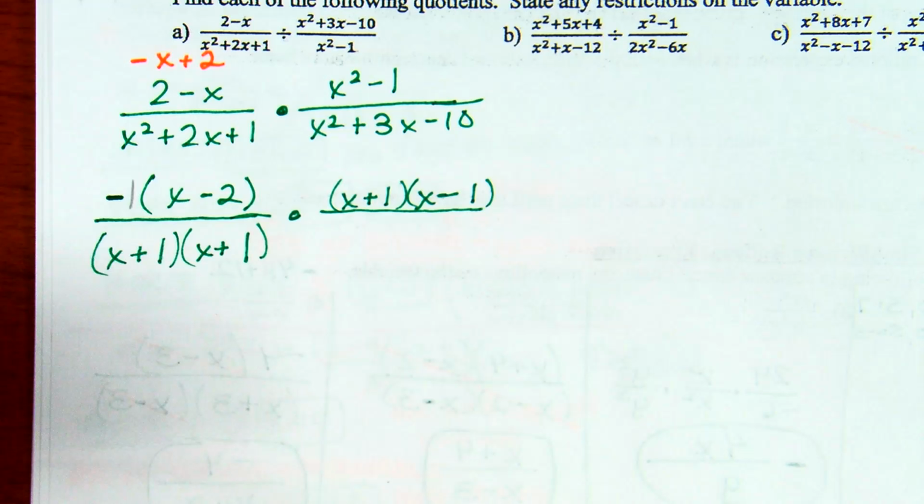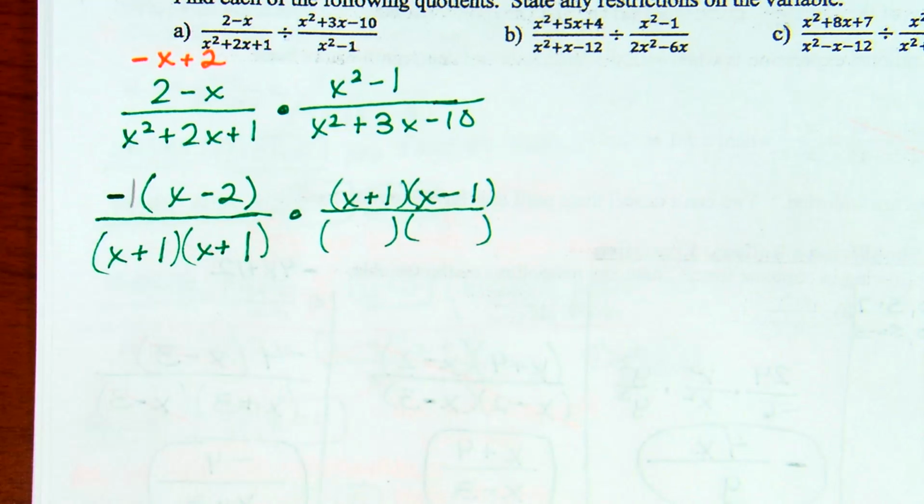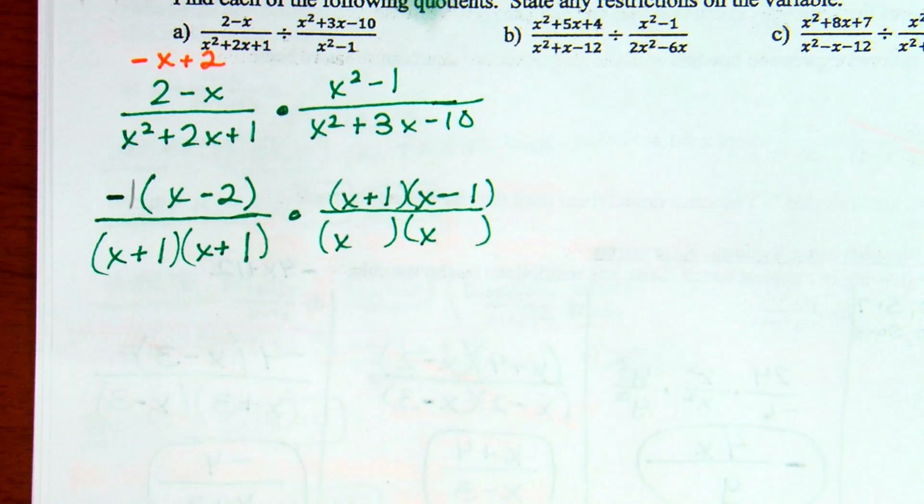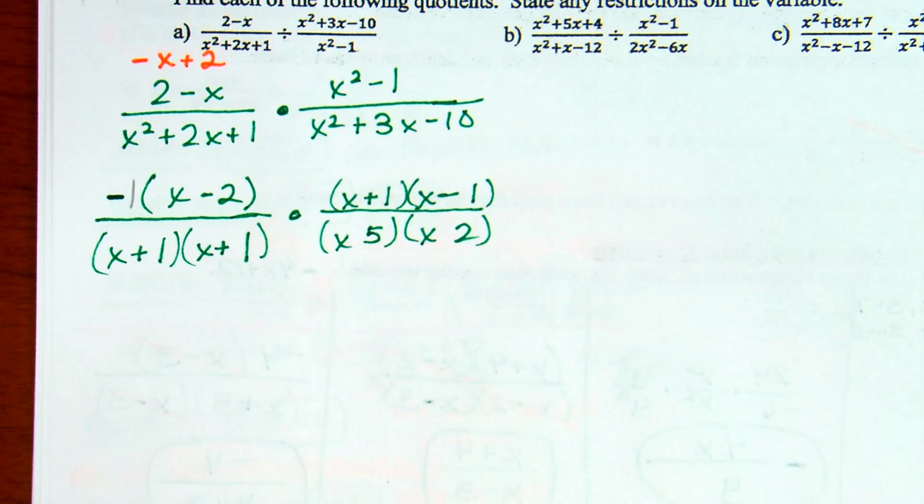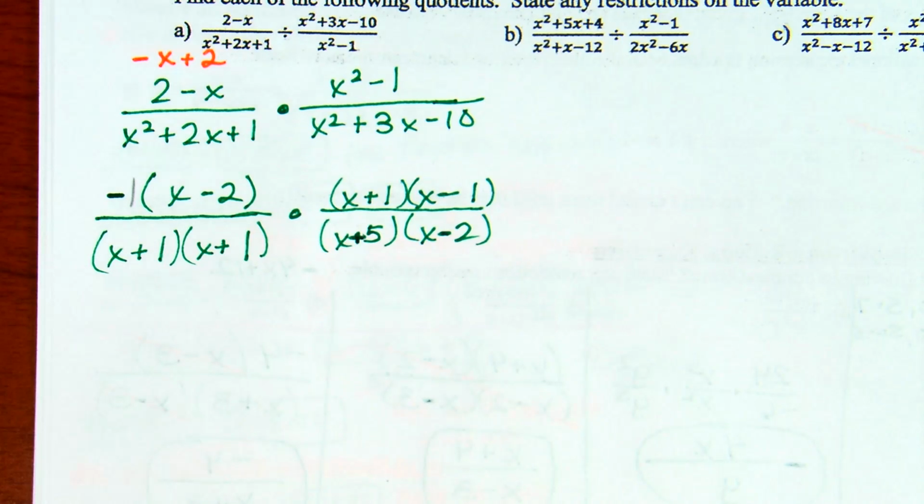X squared plus 3x minus 10. X squared, x and x, multiplying to be negative 10, adding to be 3. Okay? And I was going with some combination of 5 and 2. Multiplying to be negative means I need 1 negative, adding to be 3, positive 5 minus 2. Okay.